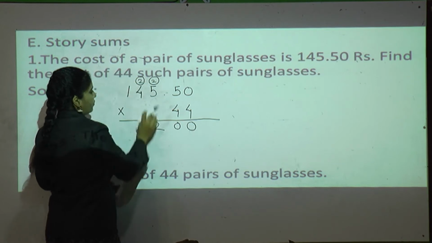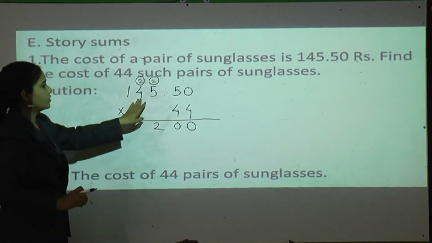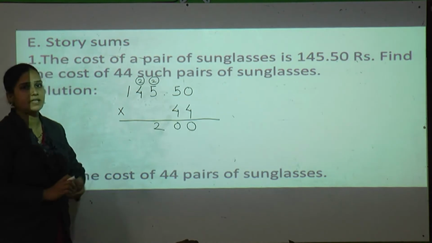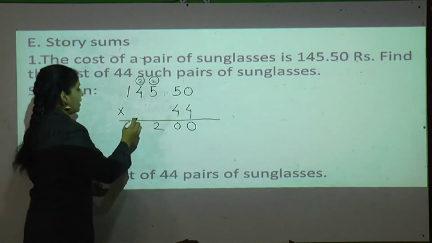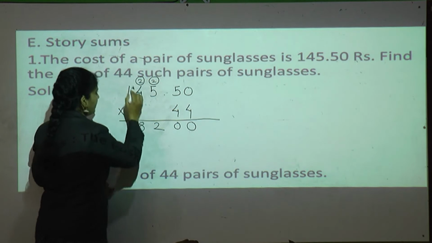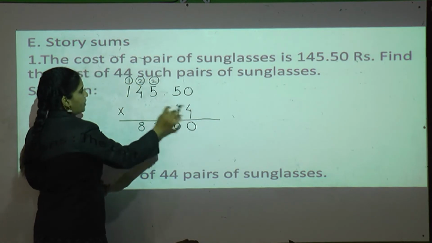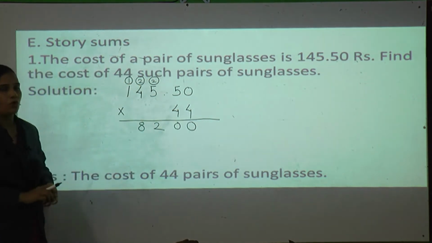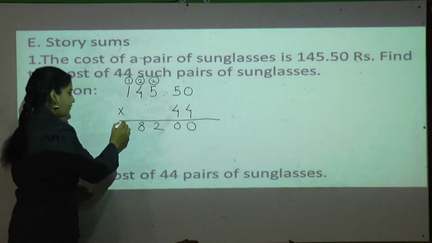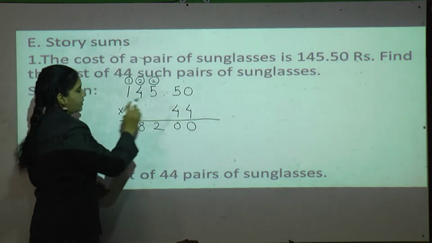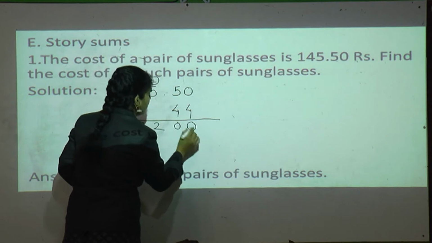So we will write here 2 and this 2 will come here. So 4 4s are 16 and 16 plus 2, 18. So 8 will write here and 1 will carry here. Again 4 1s are 4 and this 1 will add, then we'll get 5. Now take 1 0 here.